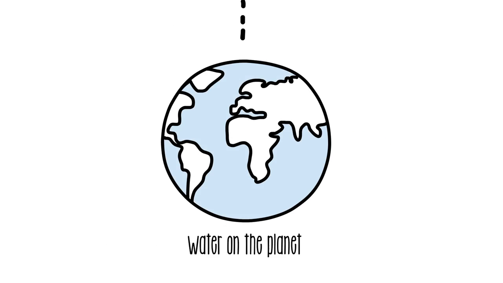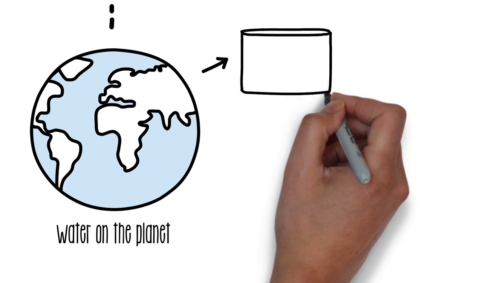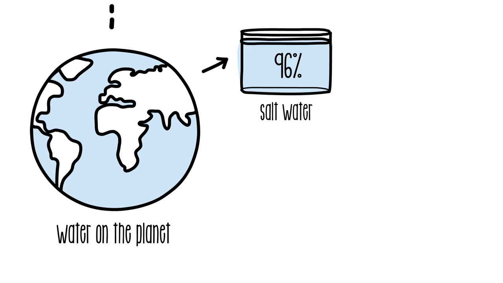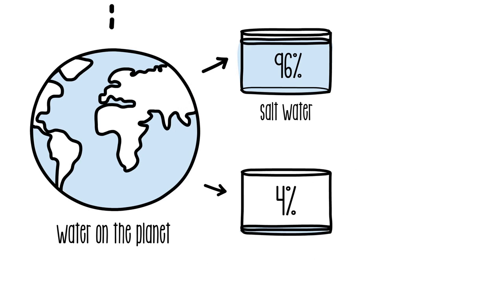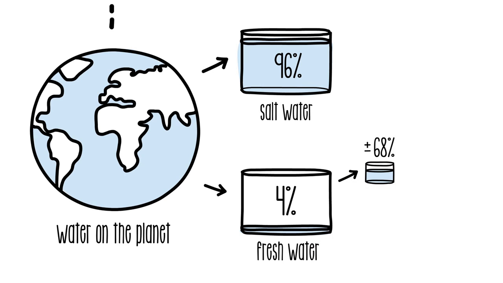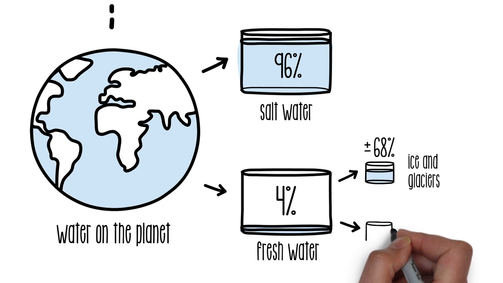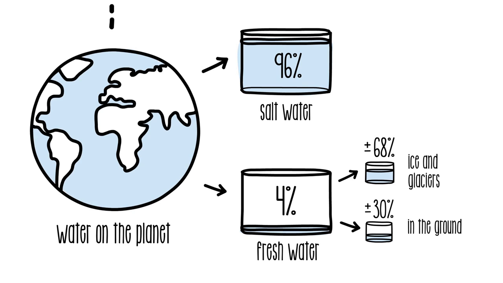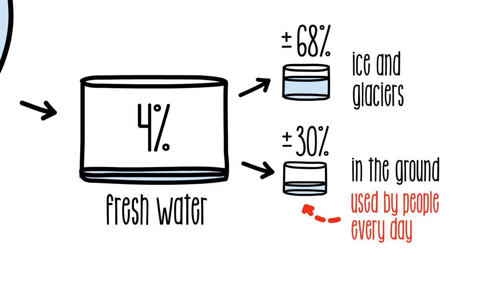Over 96% of the total amount of water on the planet is saline. As regards the rest of it, fresh water, 68% is frozen and on glaciers, and the remaining 30% is on the ground. It is the water from rivers and lakes, the smallest amount, that people draw on every day as a source.